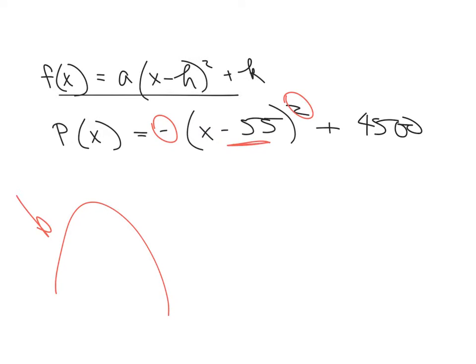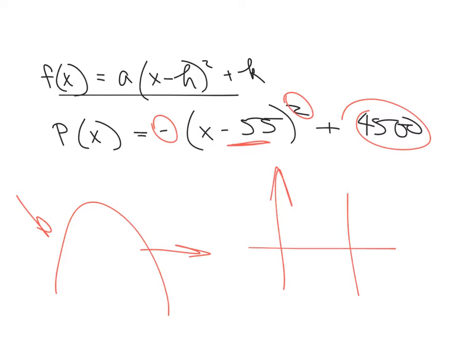So it's going to look like this. This tells you whether we're going to shift left or right. Because it's a minus, we know we're going to shift to the right 55 units. And because that's a 4,500 and it's a positive, it's going to go up 4,500 units. Obviously you can't graph that by just doing this. You can use your calculator and graph that and get the information that you need.